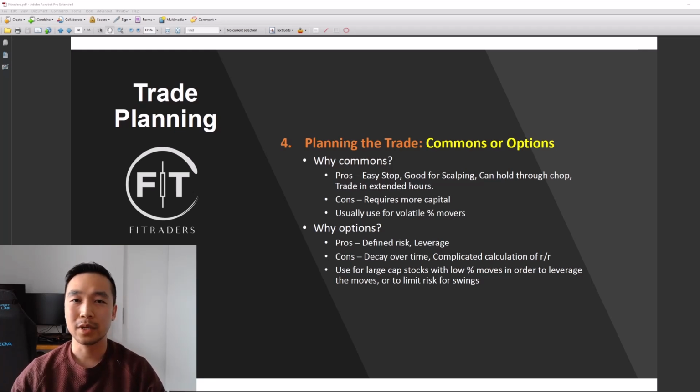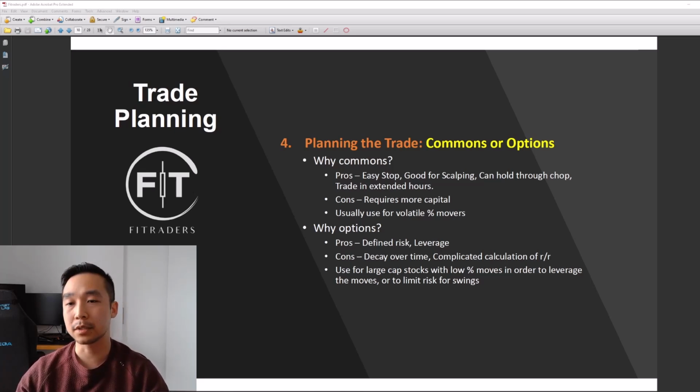So why do you need to play options if you can just size up with commons? Like if you're not swinging, that is. If you're swinging, you have a bigger percent chance of having news come out overnight and getting killed like you would with Luckin Coffee. But if you're playing an intraday pattern, if it's moving 10 to 20, 30% intraday, then there's no need to play options.